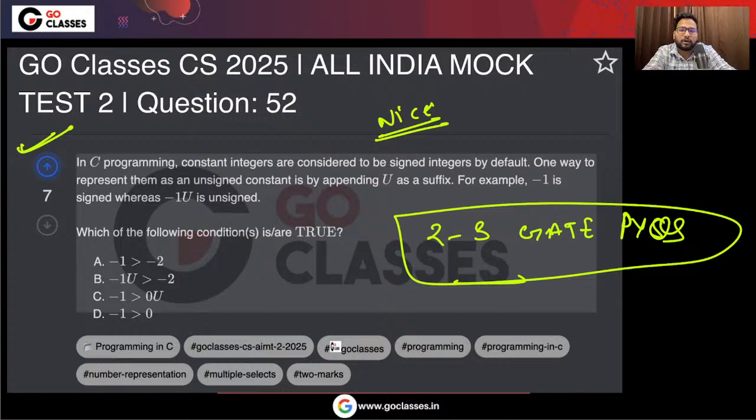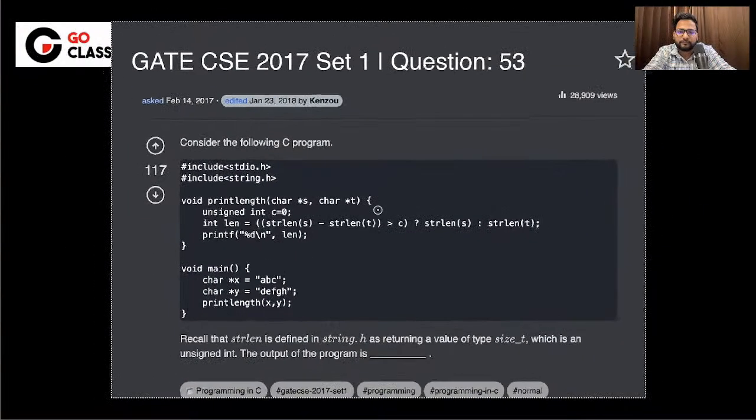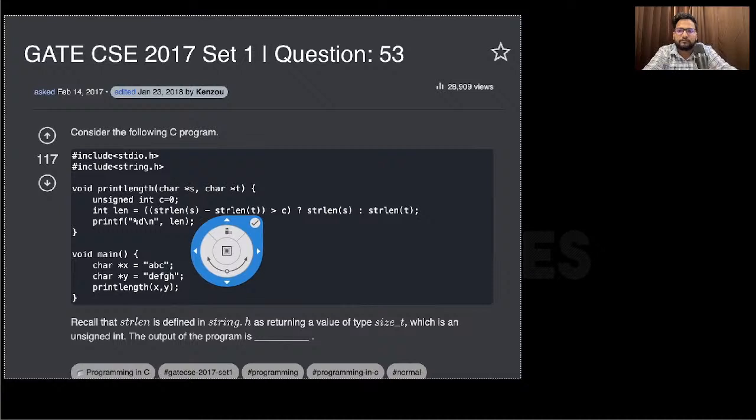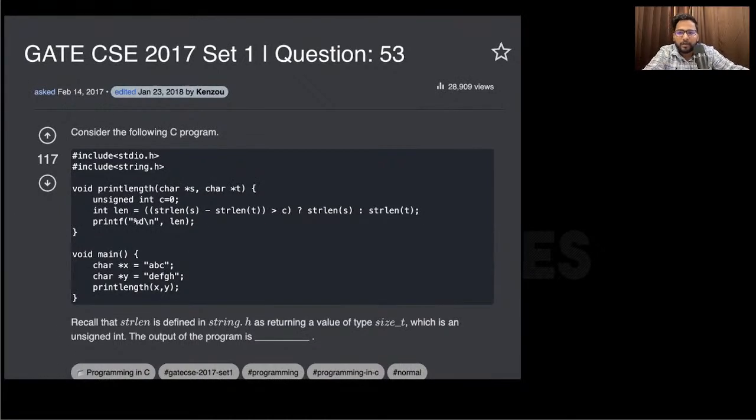So let me also tell you that there was one GATE PYQ. Let me take the screenshot of that, and let me just paste it here. Right. So basically here, as you can see, this is unsigned and these things have been used, and this is a GATE 2017 PYQ, and there have been two or three such PYQs, right?